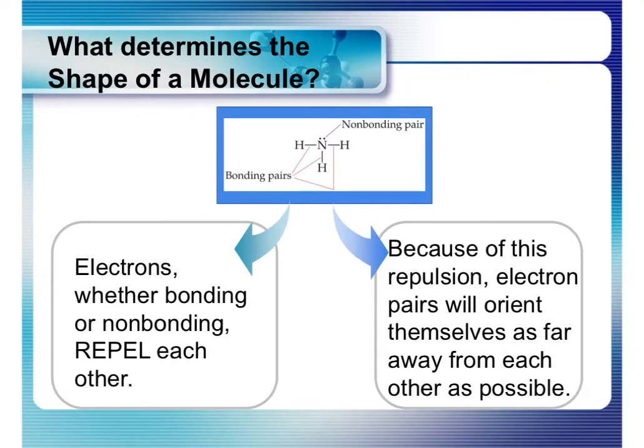It turns out that what determines the shape of a molecule are the valence electrons. Of course, electrons have a negative charge, so they repel each other. So the valence electrons that arrange themselves around the atoms that make up a molecule try to get as far away from each other as possible.